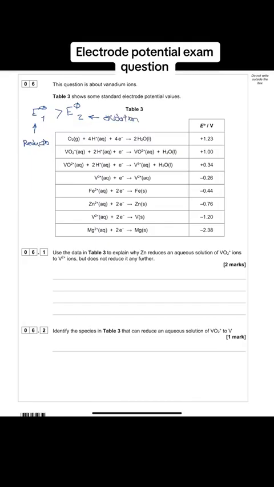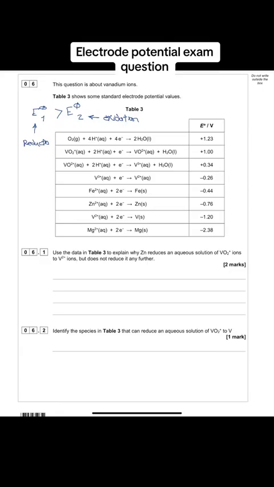So when we look here, we're going to see that at the top with the highest standard electrode potential, these are the most oxidizing agents, which means they are mostly going to be reduced, and as you go down, the reducing power will increase, and they are mostly going to be oxidized if they react with the ones at the top of them.